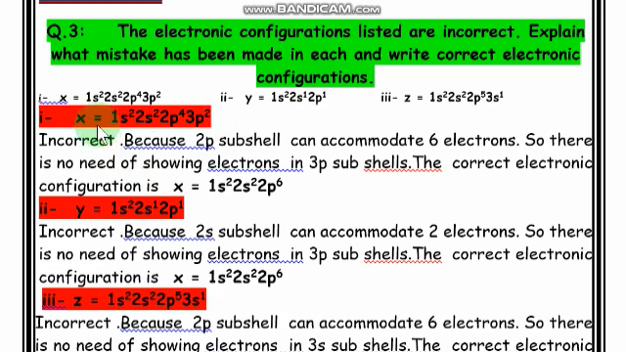Here the electronic configuration of element X is given: 1s2, 2s2, 2p4 and 3p2. Now if we talk about the sequence, is it correct? Let's read: 1s2, 2s2, 2p4, and then comes 3p2. Is it correct? No, it's not correct. Because what was the correct sequence? 1s2, 2s2, 2p4, 3s2, 3p.